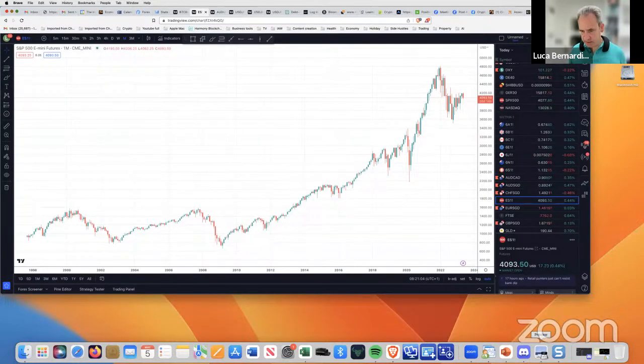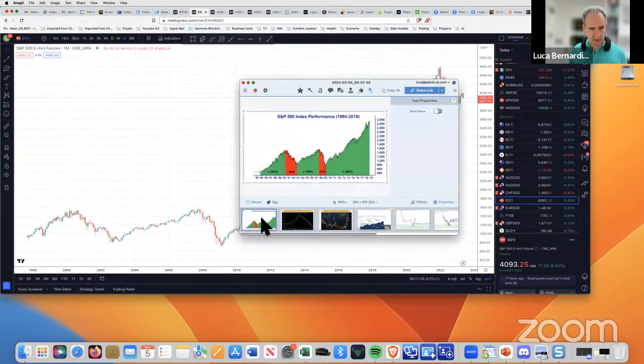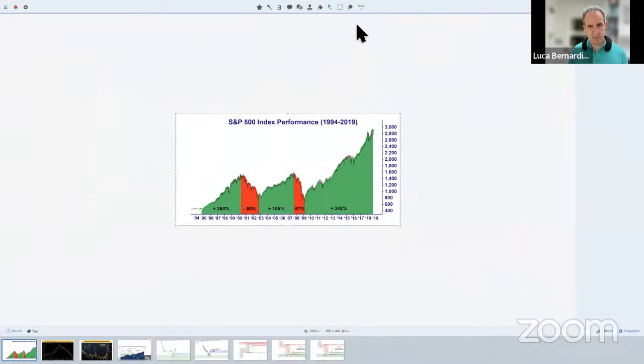And this is my next image. Okay, so now you can see the S&P 500 performance from the mid-90s to today. We had about 250% growth from about 94, 95 to 2000, followed by a 50% drop. And then from the early 2000s to 2008, another 100% growth and a 57% drop.